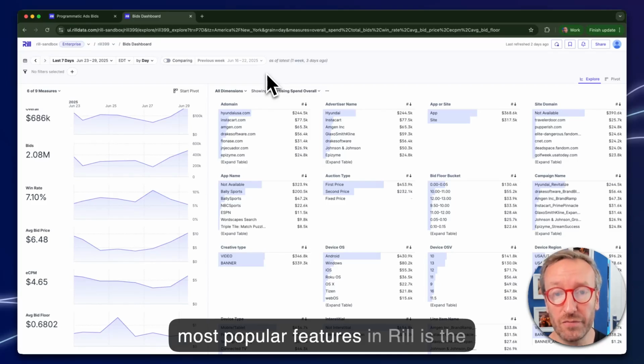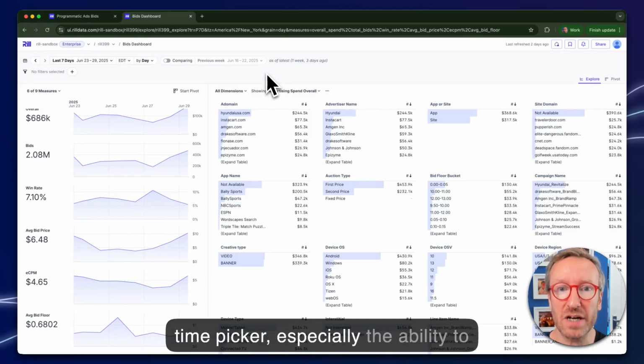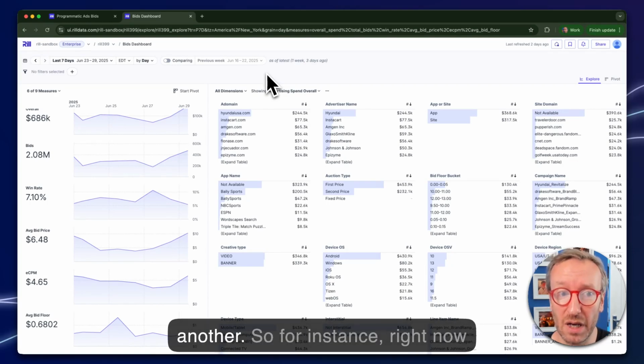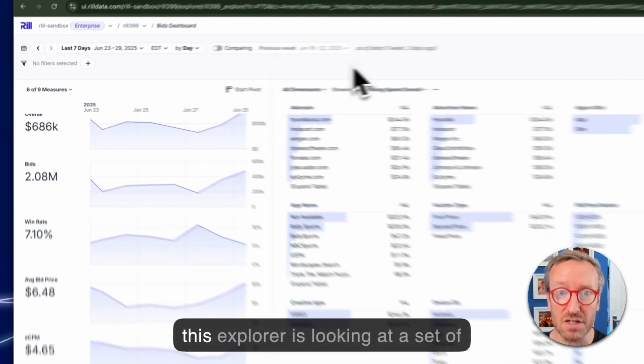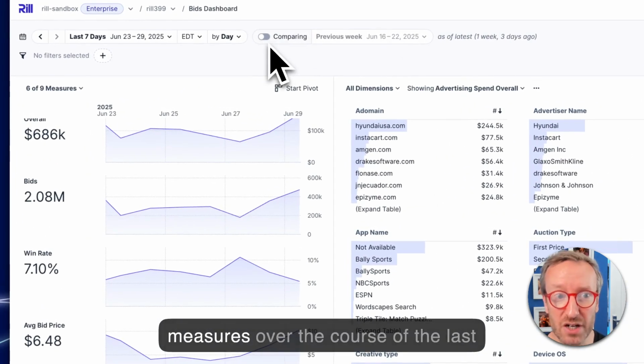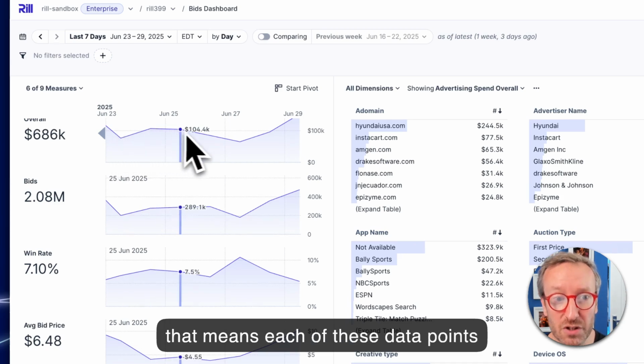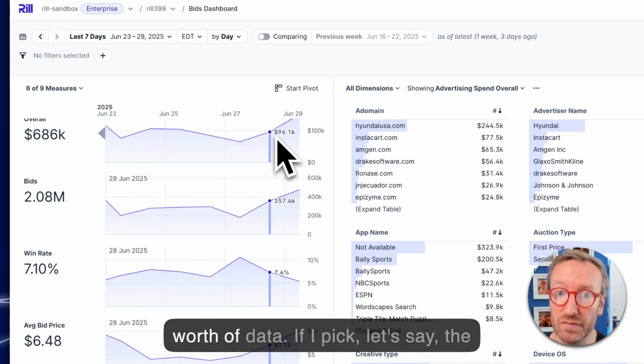One of the most popular features in Rill is the time picker, especially the ability to compare one period of time against another. So for instance, right now this Explorer is looking at a set of measures over the course of the last 7 days broken down by day. So that means each of these data points in a spark line represents a day's worth of data.